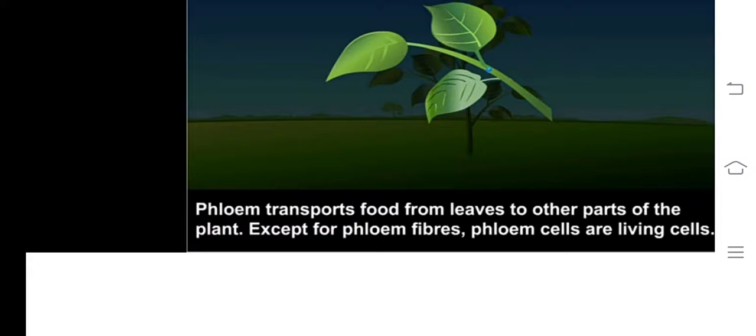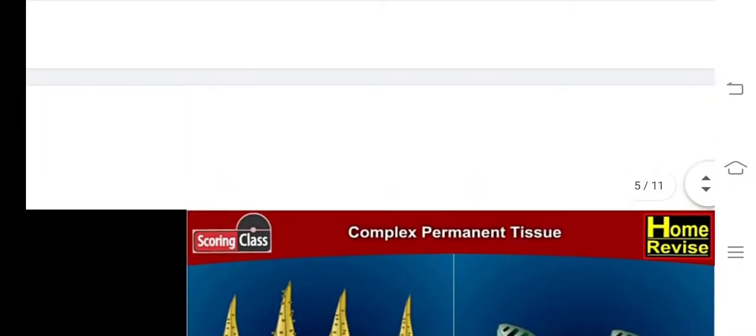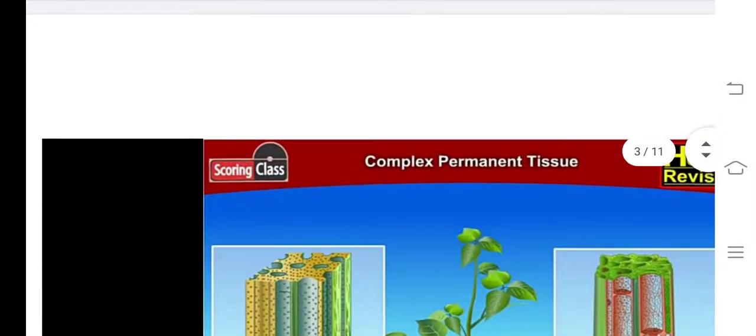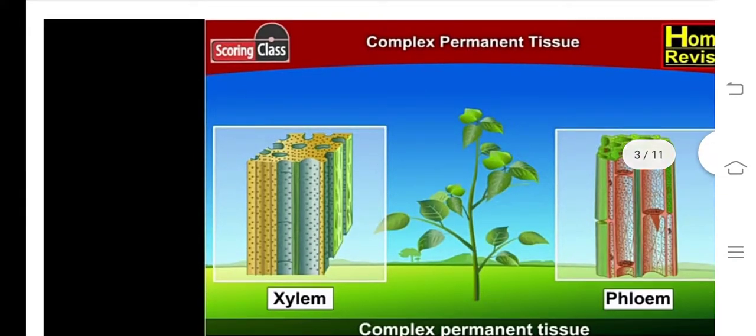I hope you understand, children. Once again, I would like to recall what we have learnt in the class. Observe carefully: today my class is complex permanent tissue. What are complex permanent tissues? They are tissues made up of different types of cells. What are the types of complex permanent tissue? Xylem and phloem. What are the parts of the xylem? You know that. What are the parts of the phloem? What are the functions of the xylem and phloem? You have studied. I hope you understand, children.